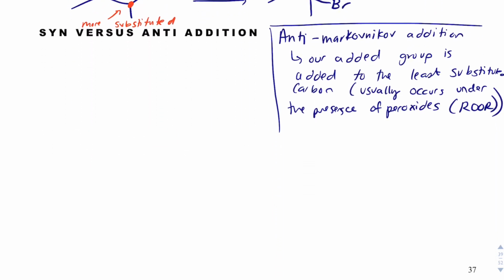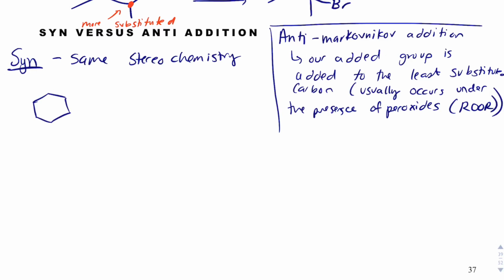Okay, syn versus anti-addition. Okay, syn means same, so we get the same stereochemistry. Okay, so what does that mean? That means if we have something like this, and I'm just going to make up a case. Let's say we had something like H2 added across that double bond, we would get wedge H and wedge H, or dash, or dash. Okay, they would be the same. Whatever we added would be the same.